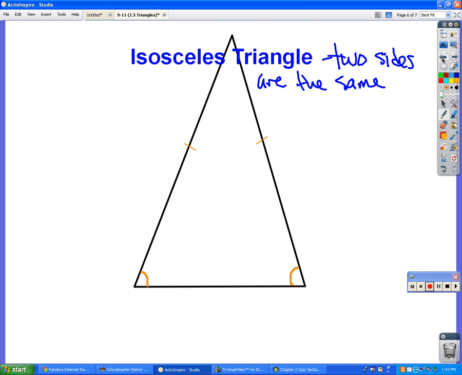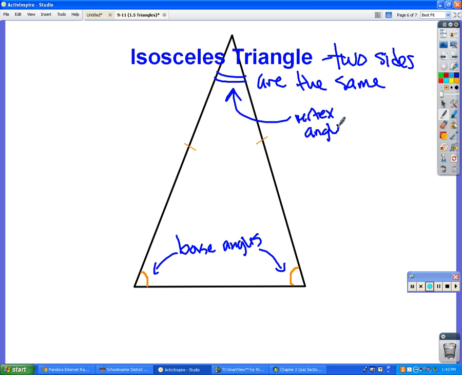Okay, one thing that I sort of glossed over, isosceles triangles have some fun parts to them. These things right here are called the base angles. Right there and there. Okay? And this guy right here is called the vertex angle. So the two angles that are down on the bottom by the congruent sides are base angles. The angle that's in between the congruent sides is the vertex angle.